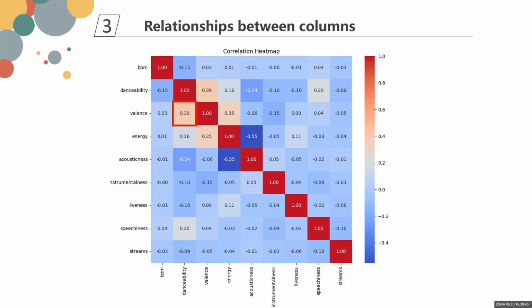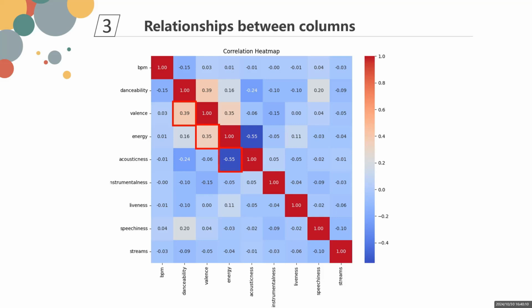to be more danceable. And then the second group is energy and valence. There is a moderately positive correlation between energy and valence, indicating that more energetic sounds also tend to sound more positive and happy. And the third group is energy and acousticness.